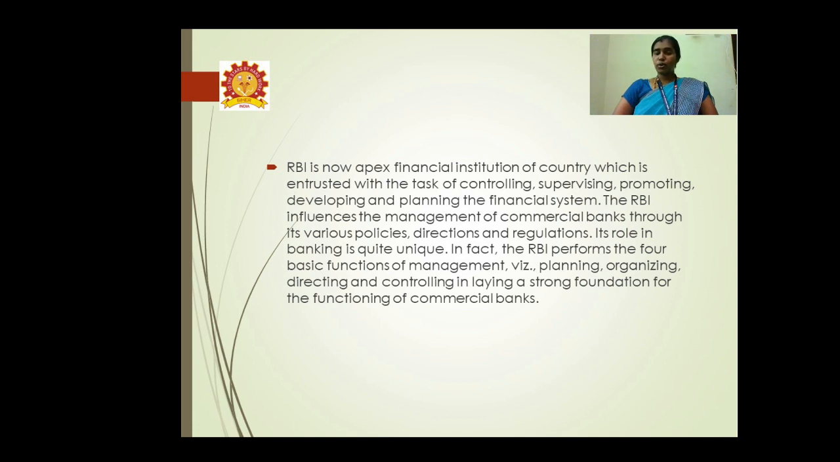So RBI is also called the Central Bank of India. RBI is the completely apex financial institution of a country. RBI has all the rights of controlling, supervising, promoting, developing and planning the entire Indian financial system. So it has all powers. RBI can control the banks, supervise, promote and develop. All the rights and responsibility RBI has on its own. So that planning is definitely needed for the Indian financial system.